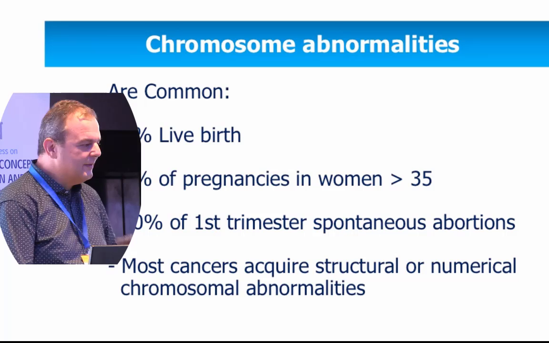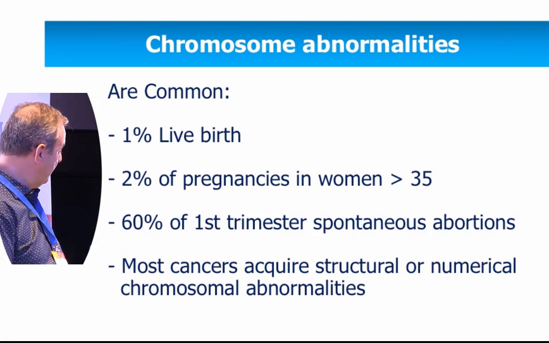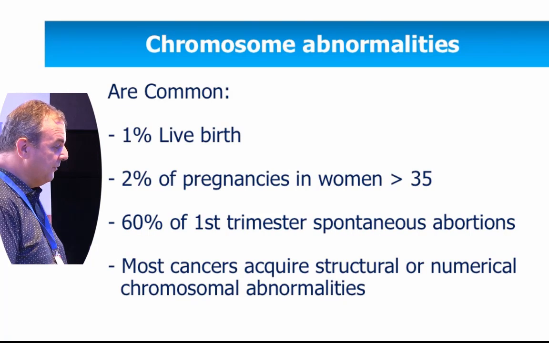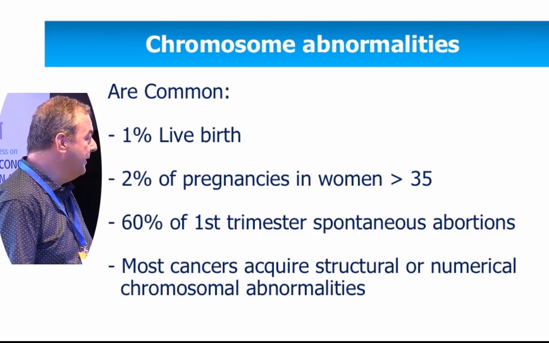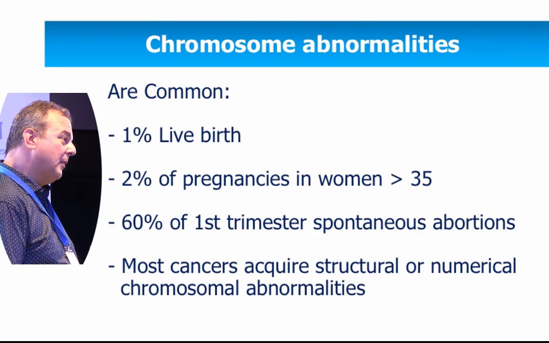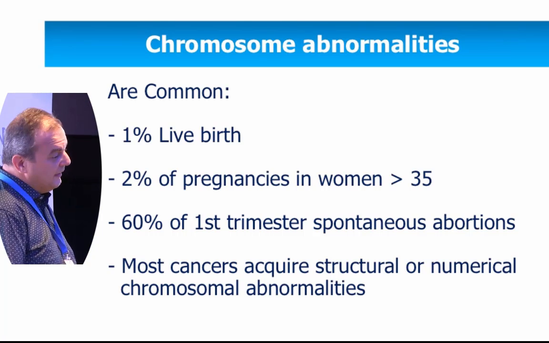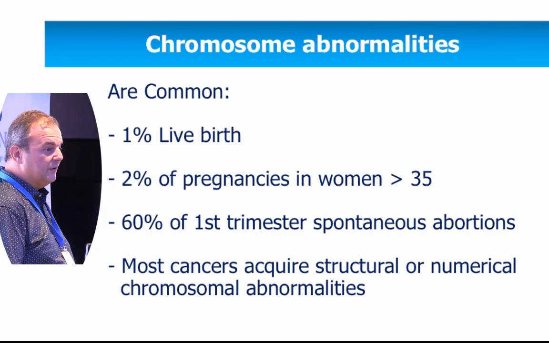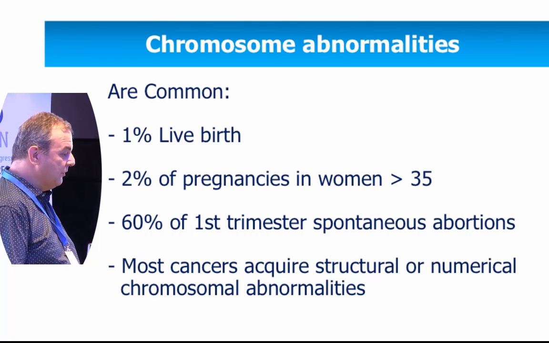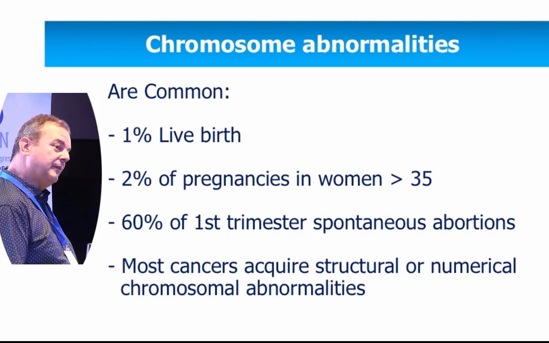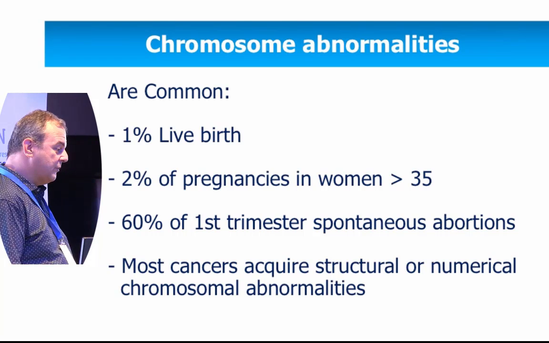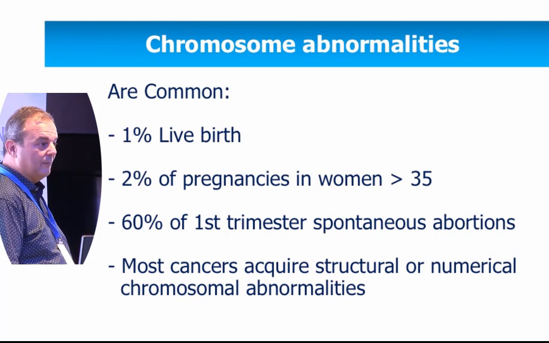Chromosomal abnormalities are common, about 1% of live births and 2% of pregnancies in women above 35 years. They are also present in about 60% of spontaneous abortions in the first trimester, and most cancers also acquire structural or numerical chromosomal abnormalities.